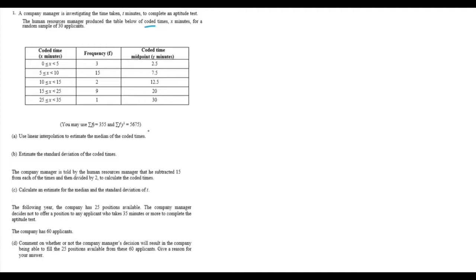They've either been times or divided or had something added or minus from them. We'll get to the specifics of the coding in a second, but what we're saying is all of these times here, these are not the actual times that the people took. These are the results of those times having been manipulated in some consistent way to make it easier to look at in a table. So then use linear interpolation to estimate the median for the coded times.